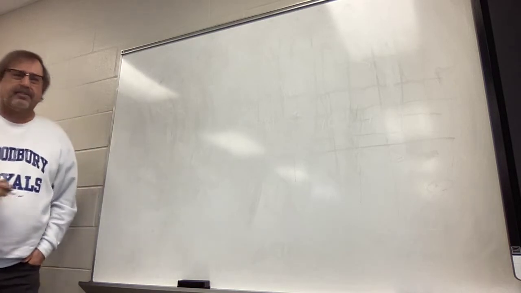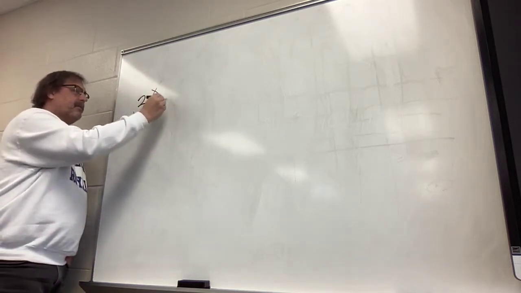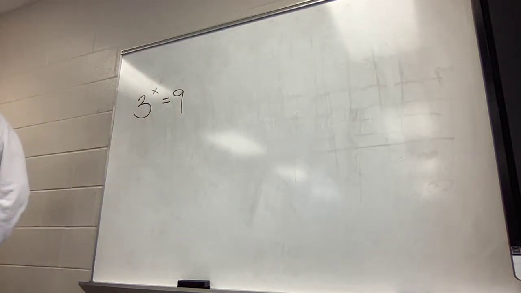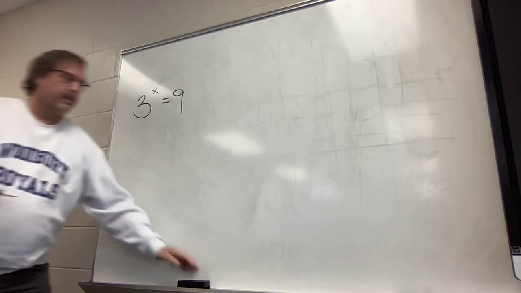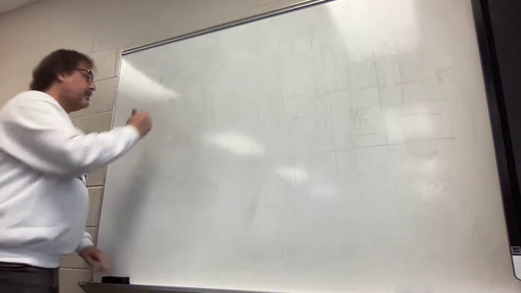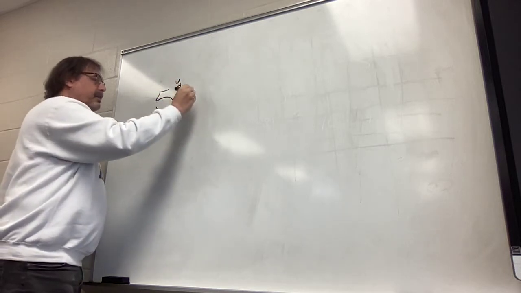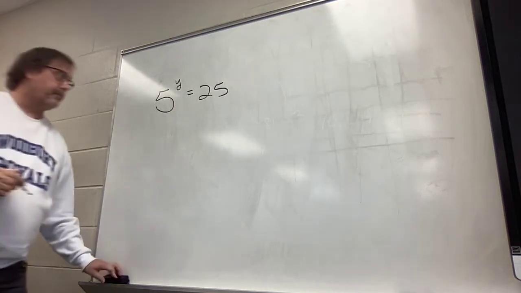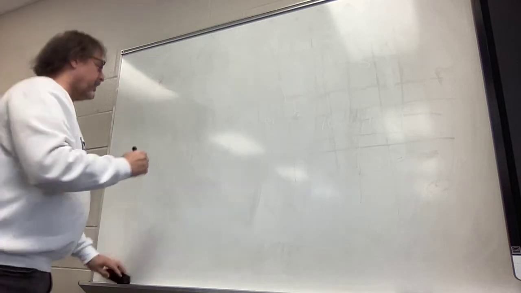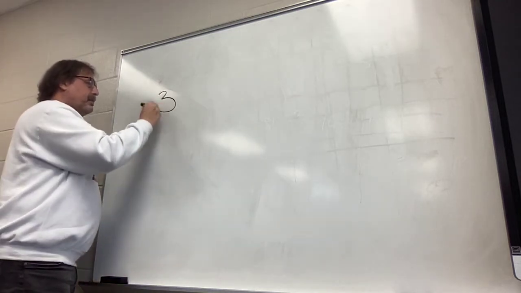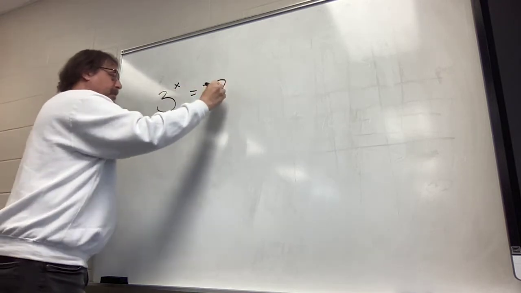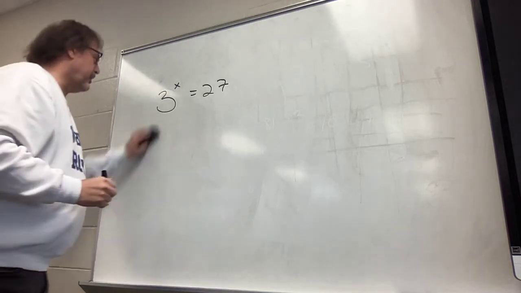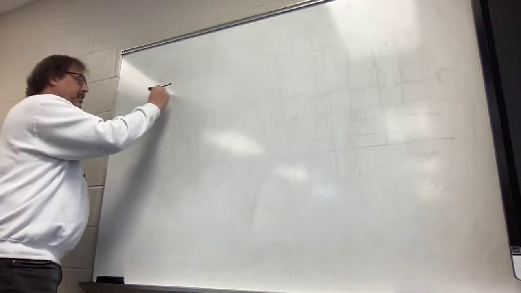Would you please shout out some answers? 3 to the x power equals 9. Be the first in your row to shout it out. 2. Nice. Who else is going to be first in their row? Nice job. Let me try this one: 5 to the y power equals 25. Be the first in your row. Good job, anyone who said 2. Be the first in your row to shout out the answer to this: 3 to the x power equals 27. Oh my goodness, some of you are the first in your row. Why don't you be the first in your row to shout out this answer?